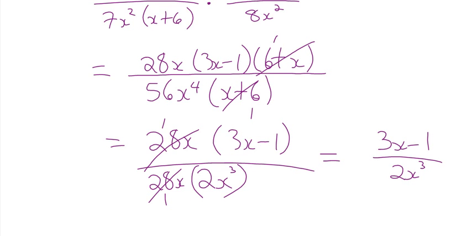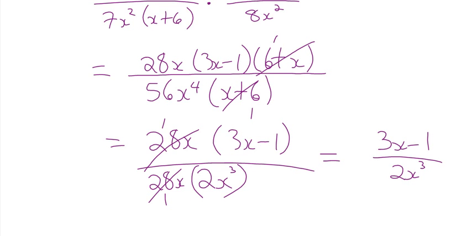Okay, any questions? Yeah? How'd you get the 2x cubed at the bottom? Okay, so the bottom is 56x to the fourth. See the 56x to the fourth? Okay, now top has a 28x. The common thing between the 28x and the 56x to the fourth is 28x. So I want to factor a 28x out of 56x to the fourth. Okay, and when I do, I'm left with the 2x cubed.